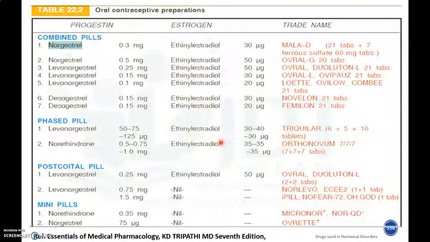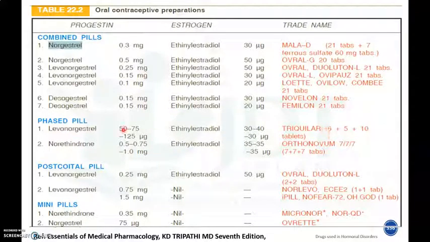Now, these are some marketed products of different oral contraceptive preparations. In combined pills, we have Malady, which contains norgestrel and ethinyl estradiol. Then Ovral, which contains levonorgestrel and ethinyl estradiol. Then Novelon, which contains norgestrel and ethinyl estradiol. All these are 21-day tablets except Malady, which is 21 days plus 7 ferrous sulfate tablets also.